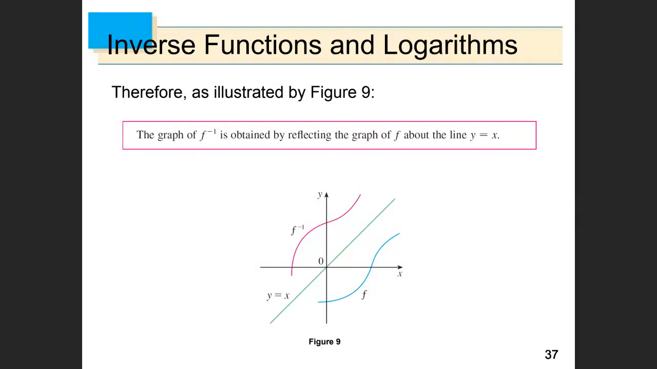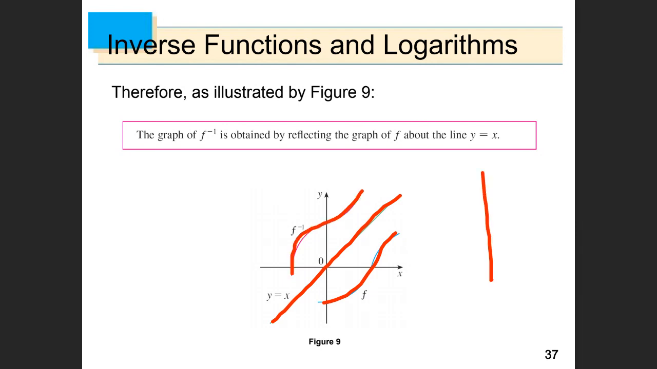How do you sketch the inverse function? If in a test I give you a function and ask for the sketch of the inverse function, it simply means you just need to reflect the original function along the line y equals x. That's the sketch of the inverse function. So I have my original function. If I reflect it along this line y equals x, what do I get on the other side? The sketch of the inverse function.